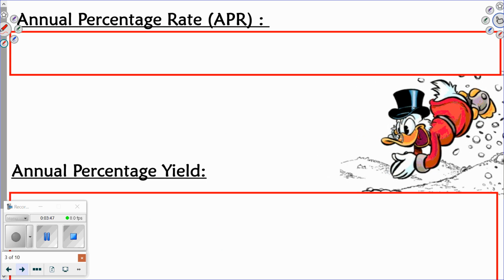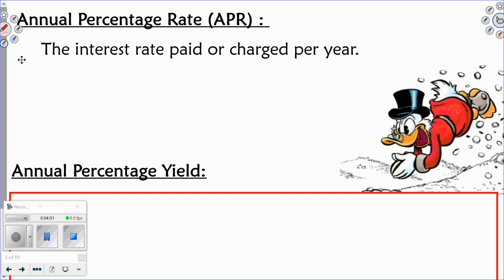All right. We also need to talk about annual percentage rates and annual percentage yield. Two very different things. So annual percentage rate, APR, is the interest rate paid or charged, if it's a loan, per year. So that's per year, just like time is always in years. This is annual percentage rate, so it is for the year.